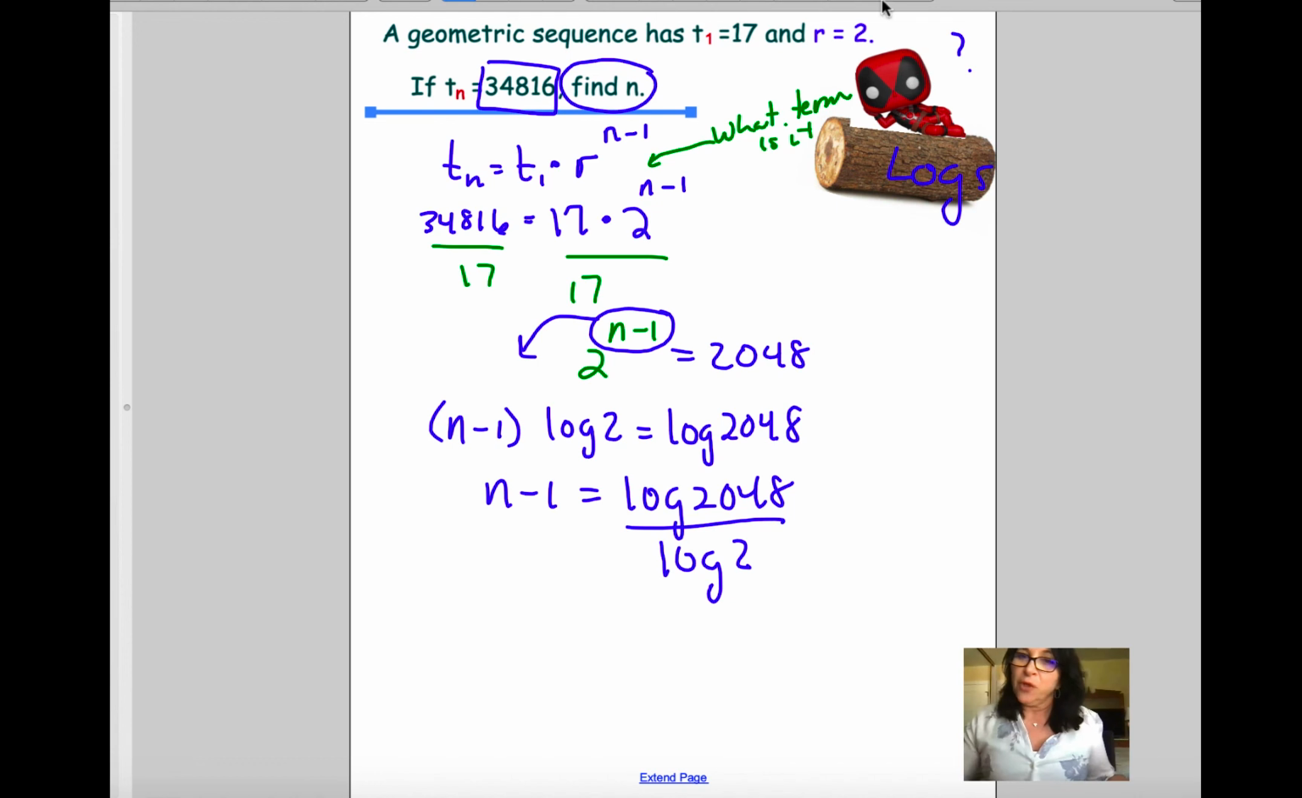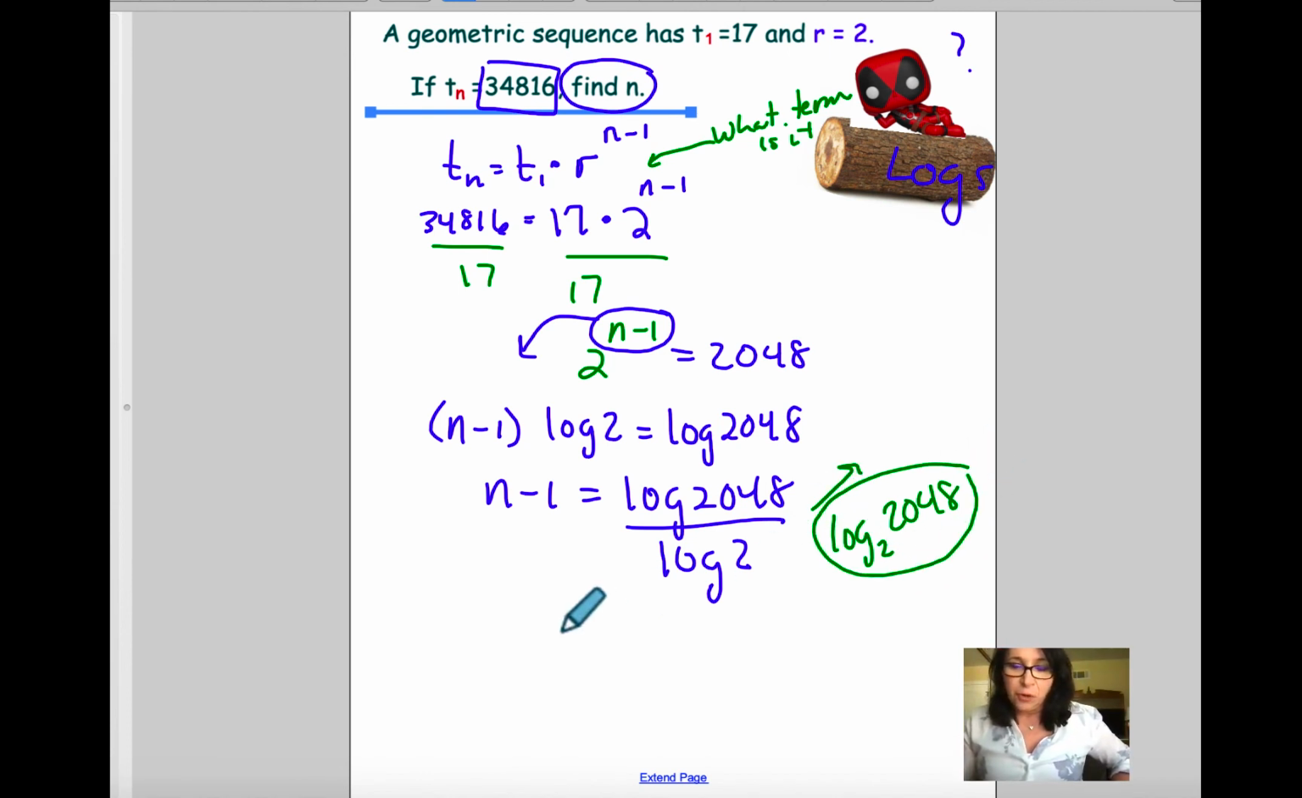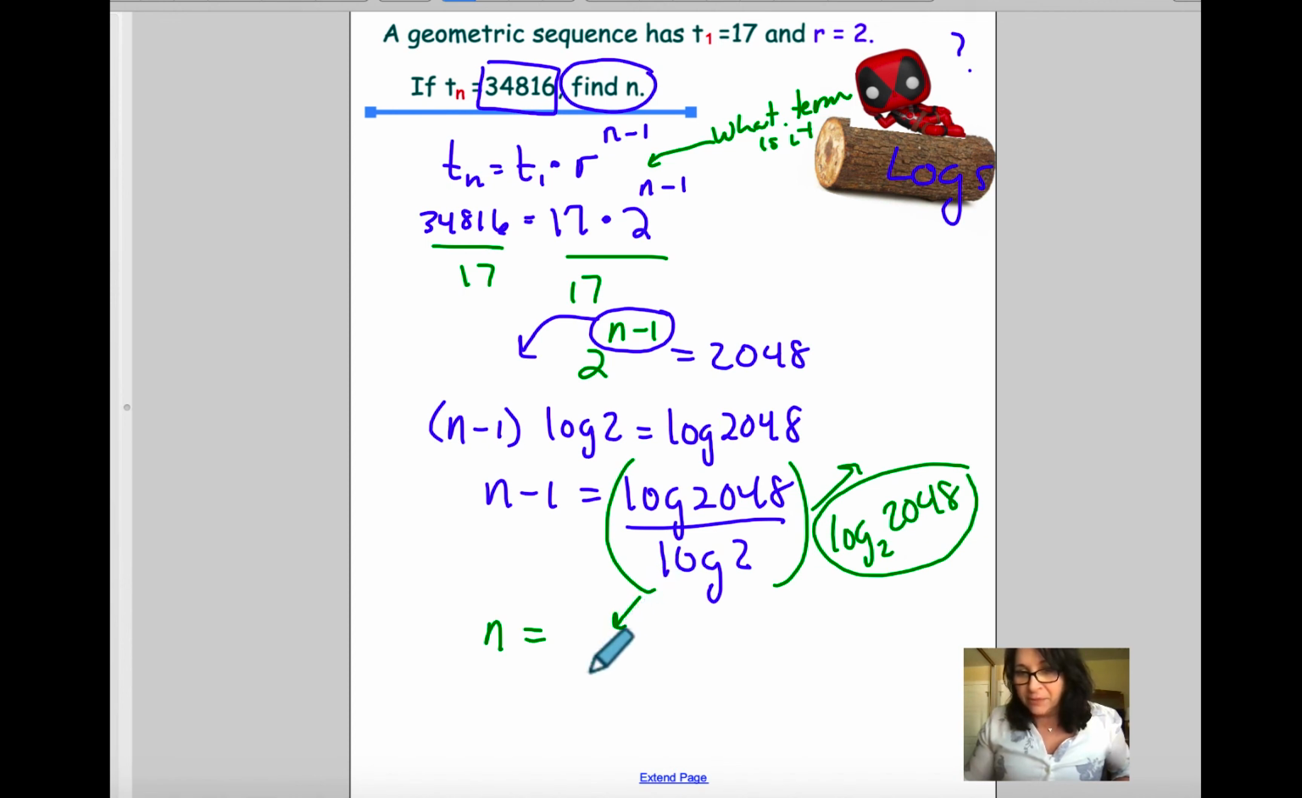Now, for those of you using calculators, you would take this value and change the base form. This would be log base 2 of 2048. If you have the TI Inspire, you would use this value right here and just type it in, and it does it for you. If you have the TI-84 Plus, you just plug it in and it solves it for you. So n minus 1 turns out to be 11, and moving the negative 1 over to the other side becomes plus 1. So my value is 12.